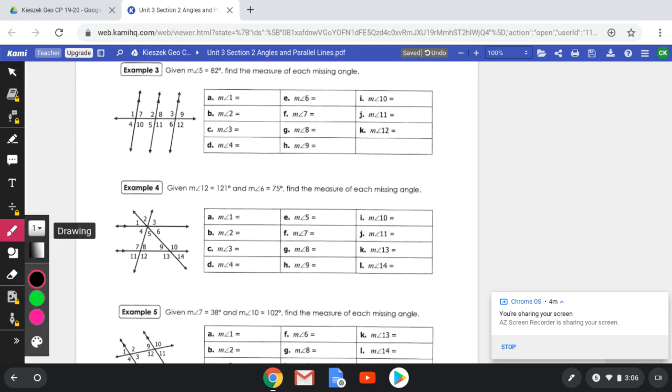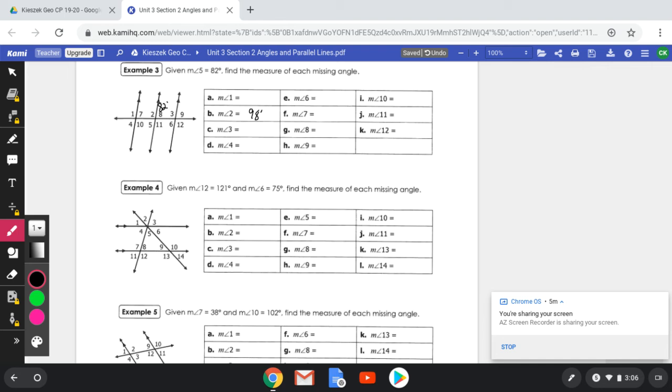Example 3 says angle 5 is 82, so I'm going to label that as such, and then find the rest. Again, there are different ways of getting to the same answer. If I start with angle 1, what would you guys think? Well, maybe we don't want to start with angle 1. Maybe we don't know anything yet. But we definitely know all the angles around angle 8 here. We know 2 and 8 are linear pairs, so that means angle 2 would have to be 98 degrees. We know 5 and 8 are the same because they're vertical angles.